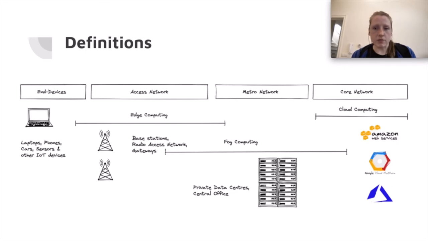So basically you have the edge computing on the left here with the actual edge devices, which can be user equipment, so phones or laptops or cars, other sensors or IoT devices, and from those you go to the access networks, so base stations and gateways. And then there's a small overlap with the metro network where you have the private data centers and the central offices. And this is also where fog computing already takes place. So fog computing is bridging the gap between the edge and the more traditional cloud seen on the right, so the hyperscalers like AWS or GCP.